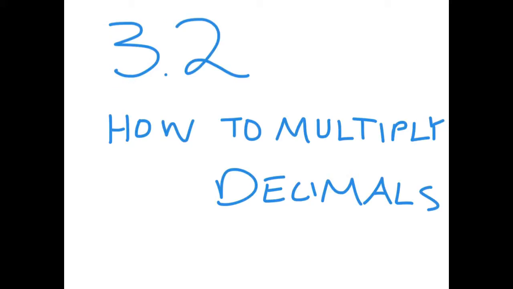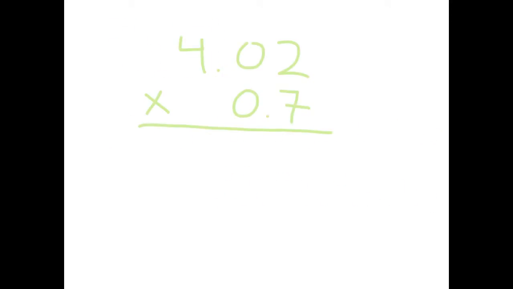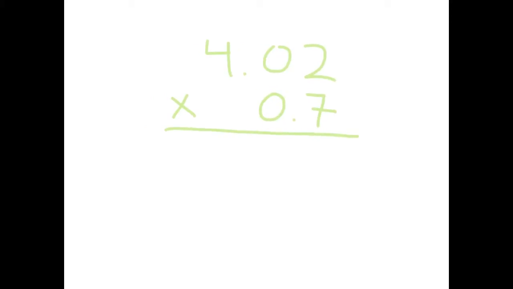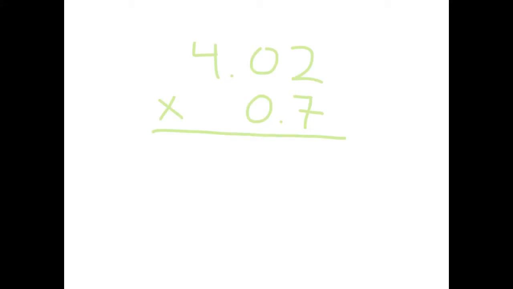3.2 How to multiply decimals. Our multiplication problem will be 4.02 times 0.7. First, you want to underline the 2, 0, and 7, and do 2 plus 1, which equals 3. Now you can multiply. 2 times 7 is 14, carry the 1, 0 times 7 is 0, plus 1 is 1, and 4 times 7 is 28.